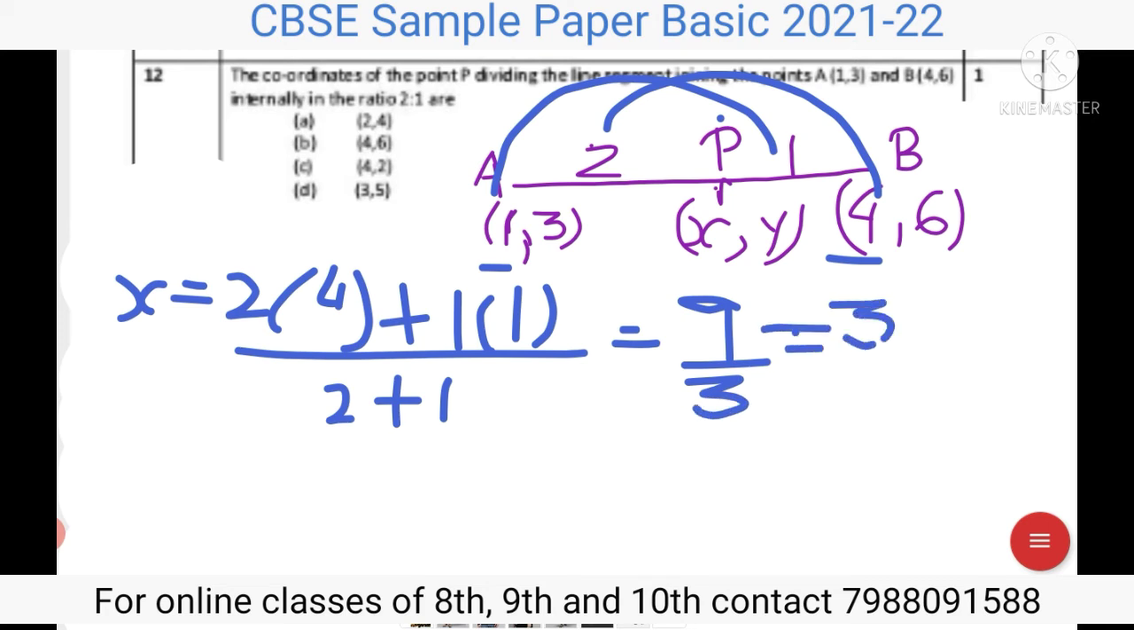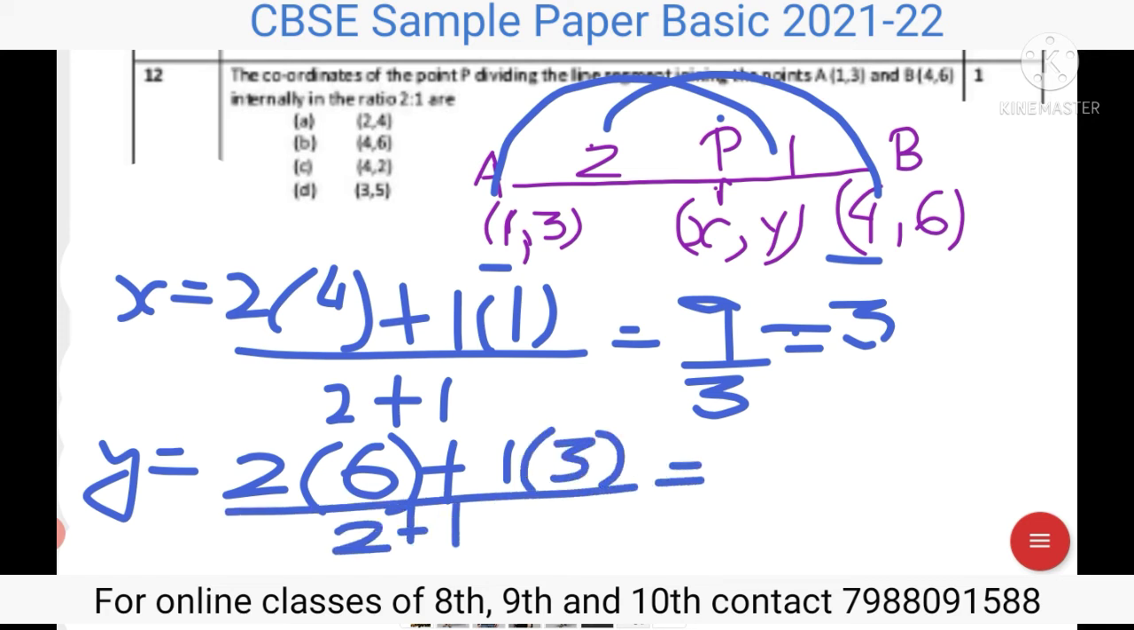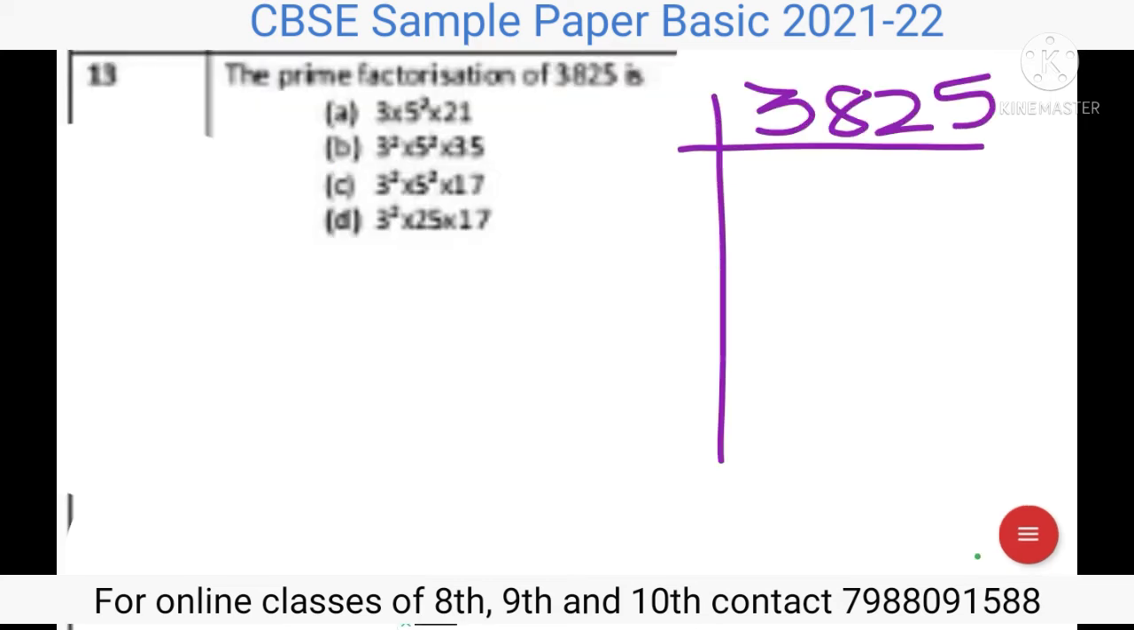Now for Y coordinate, focus yourself only on Y. So I get 2 into 6 and again we cross multiply plus 1 into 3 divided by 2 plus 1, which gives me 12 plus 3, 15 divided by 3, that is 5. So clearly (3, 5), that is D, is our right answer.